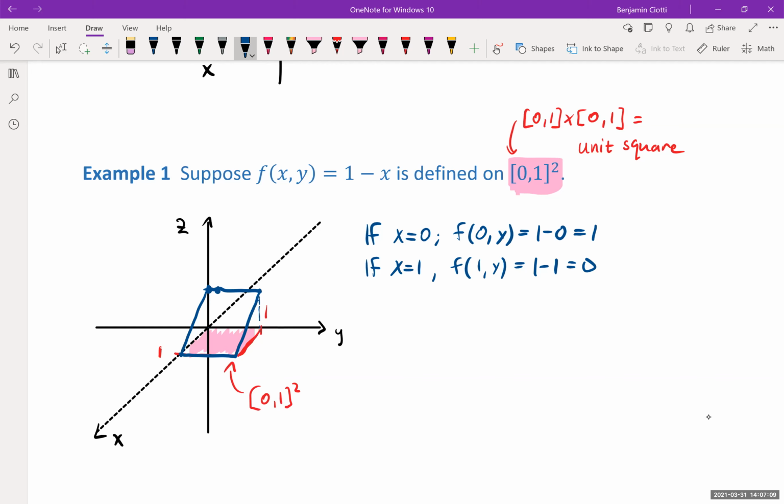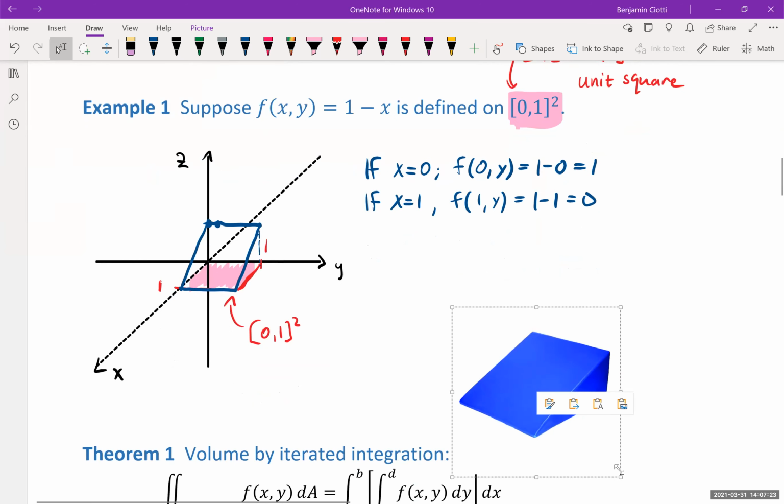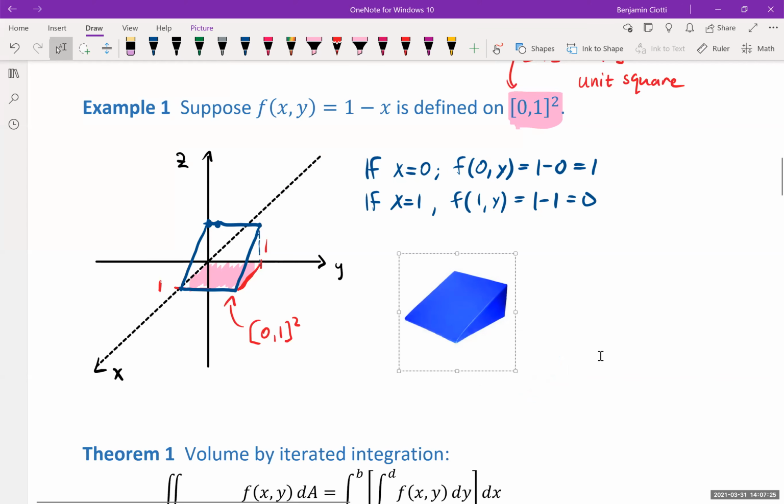You can plot some more points if you want. I'm just going to assume you've already done that if necessary and connect the points that we already have. Now you can see what the shape, or really the volume of interest, looks like. It looks like a wedge. In fact, here's a 3D rendering of the shape. So the volume of this wedge is the integral of the function over that rectangle.